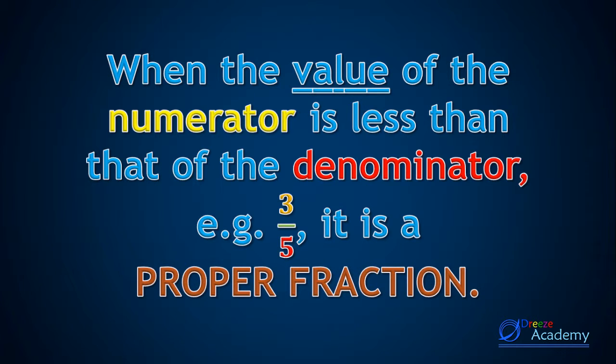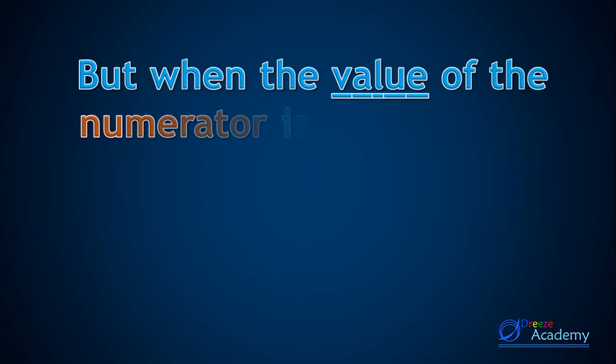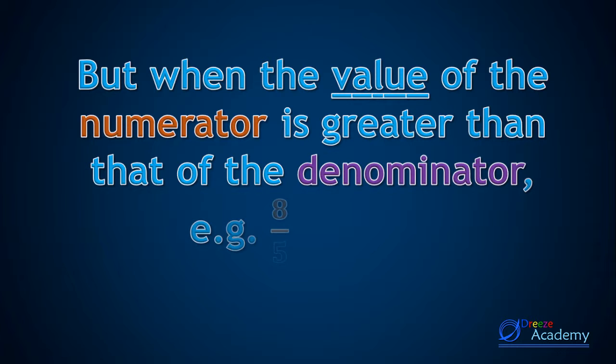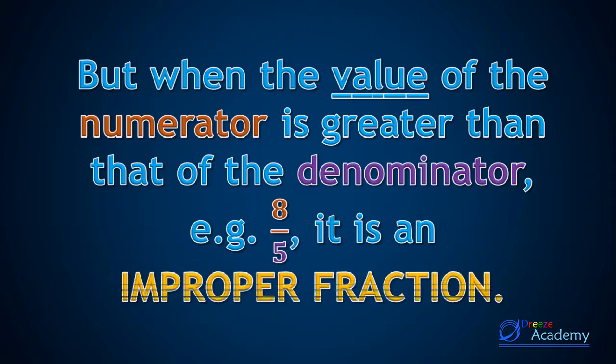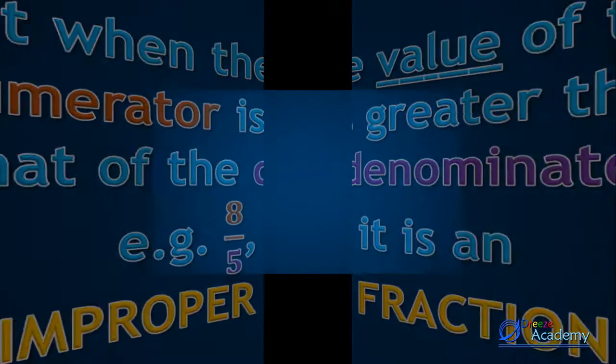In this case, the numerator 3 is less than the denominator 5. But when the value of the numerator is greater than that of the denominator, example, 8/5, it is an improper fraction. The numerator 8 is of course greater than the denominator 5.